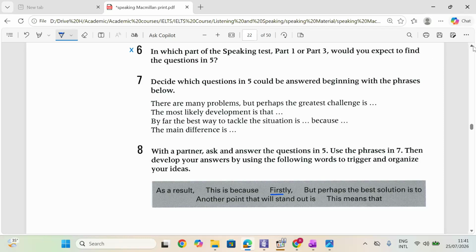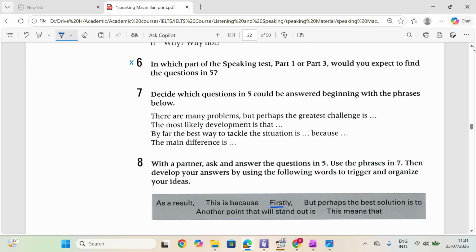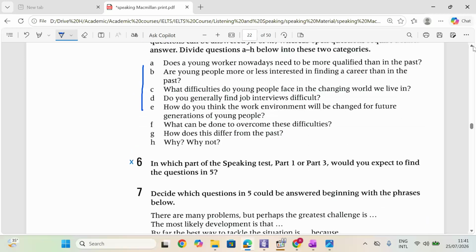Okay, then we have Shahd. Okay, I'm going to ask, are you going to discuss letter A or letter B? No, I want A. Do young workers nowadays need to be more qualified than in the past? Okay, go ahead. Yes.